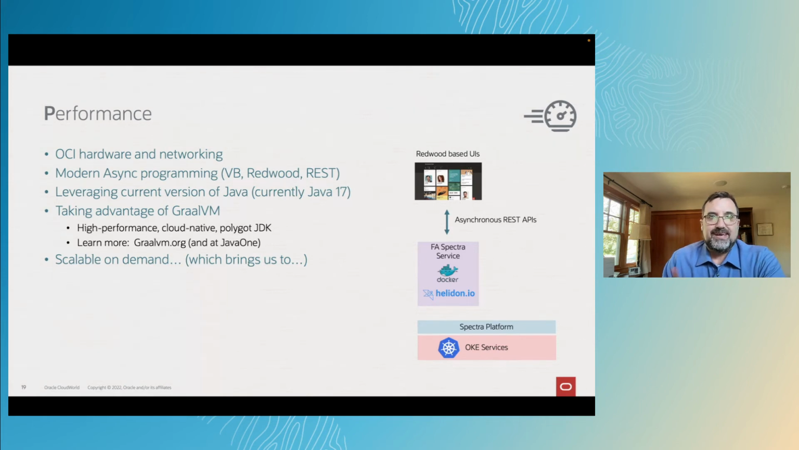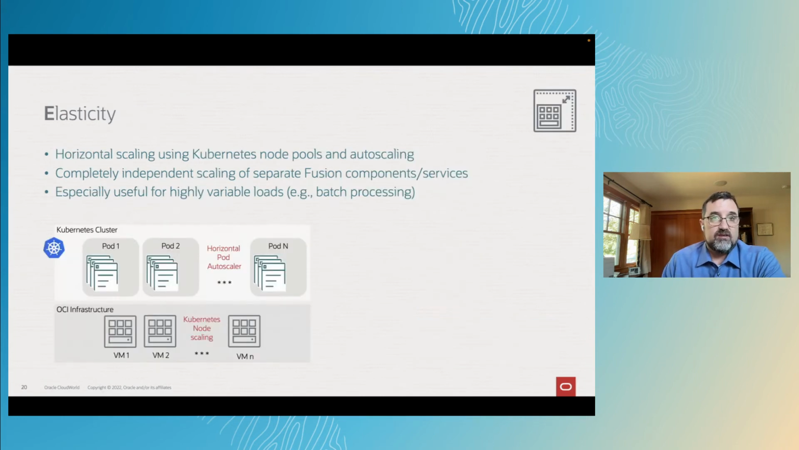And then, a key aspect of performance is scalability on demand, which kind of brings us to the next core principle we've talked about, which is elasticity. If you're familiar with Kubernetes, this is one of the main things that it provides. As a developer, I provide the containers, but then Kubernetes has kind of two levels that it can scale at, and we take advantage of both. And specifically horizontal scaling.